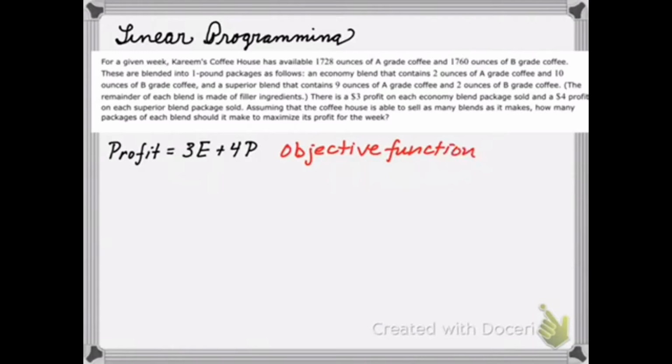Okay, and that's the profit equation. Okay? Now the next thing that we want to do is find the constraints. And the constraints are the inequalities that are based upon the limits of our situation. So in this situation, let's look for what is constraining us.